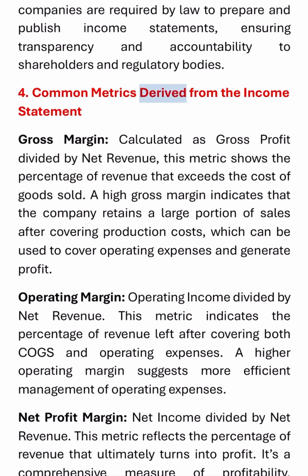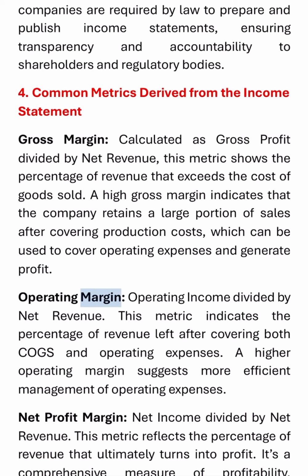4. Common metrics derived from the income statement. Gross margin, calculated as gross profit divided by net revenue. This metric shows the percentage of revenue that exceeds the cost of goods sold. A high gross margin indicates that the company retains a large portion of sales after covering production costs, which can be used to cover operating expenses and generate profit.